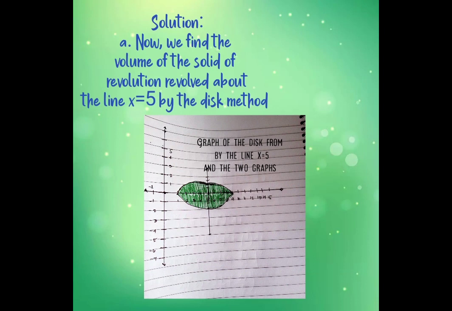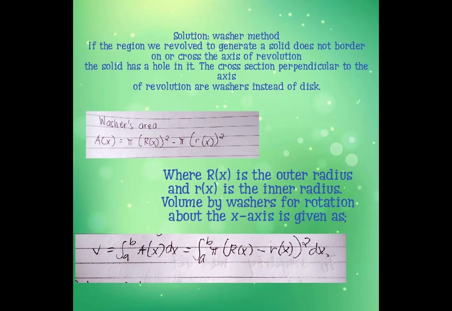Here we can see the graph of the disk formed by the line x is equal to 5 and the two graphs. Now for the washer method, if the region we revolve to generate a solid does not border the axis of revolution, the solid has a hole in it. The cross sections perpendicular to the axis of revolution are washers instead of disks. Now the washer's area is equal to pi times the outer radius squared minus pi times the inner radius squared, where R of x is the outer radius and r of x is the inner radius.